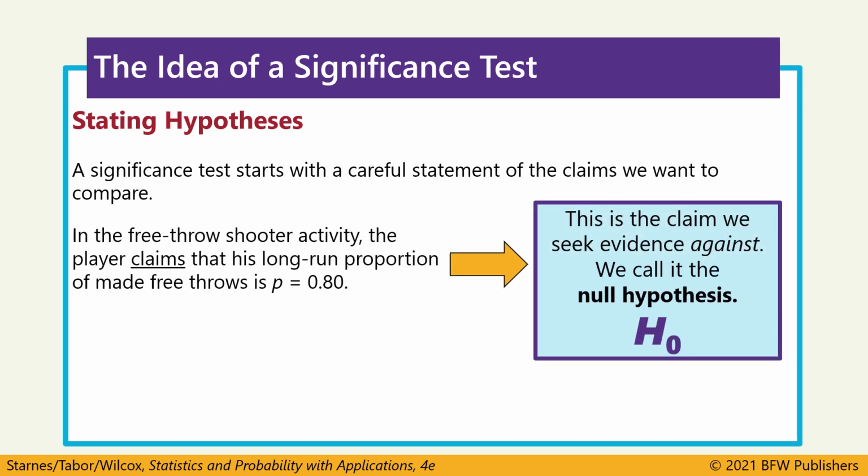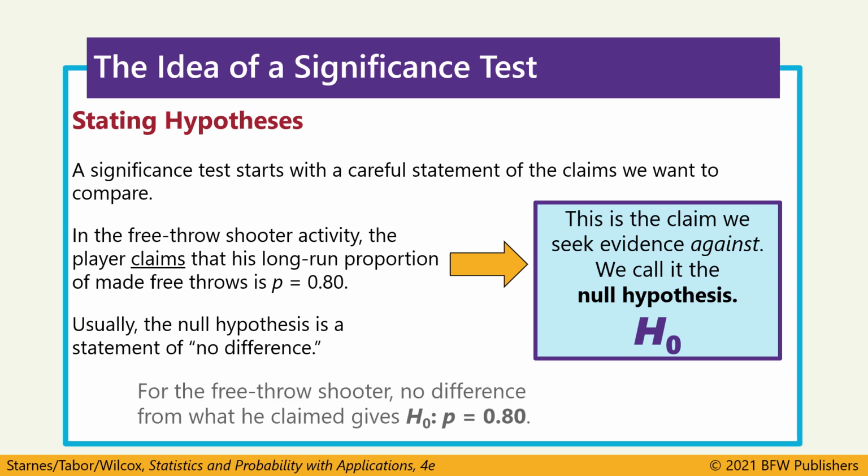The first is called the null hypothesis. It's denoted by H sub 0. And we're looking for evidence against the null hypothesis. This is typically an everything's normal hypothesis or no difference hypothesis. So if he tells us he can make 80% of his free throws, our null hypothesis is just going to be we believe him. We're going to set p equal to 80%.